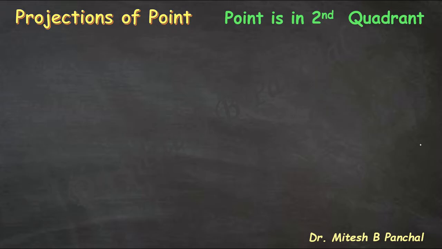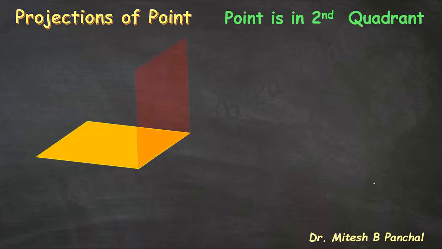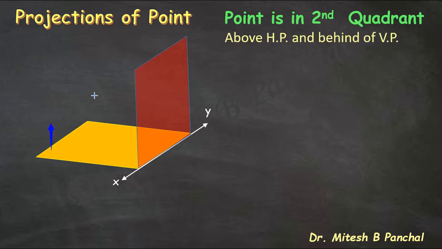Now consider the point is in the second quadrant. We know that the position of the object in the second quadrant is above HP and behind VP. So the second quadrant is defined like this: the yellow plane is the HP, the red plane is the VP, the intersection of HP and VP is the XY line, and the position of the object is above HP and behind VP.